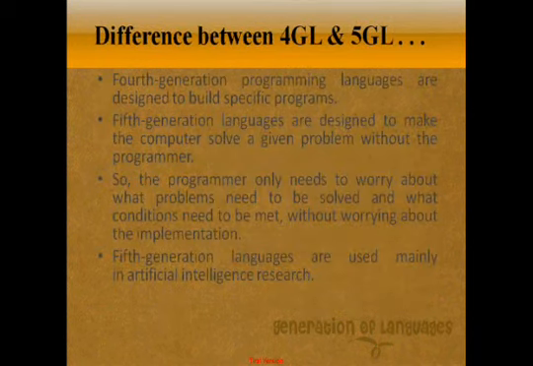Between fourth generation language and fifth generation language: fourth generation programming languages are designed to build specific programs. Fifth generation languages are designed to make the computer solve a given problem without the programmer. So the programmer only needs to worry about what problems need to be solved and what conditions need to be met, without worrying about the implementation. Fifth generation languages are used mainly in artificial intelligence research.